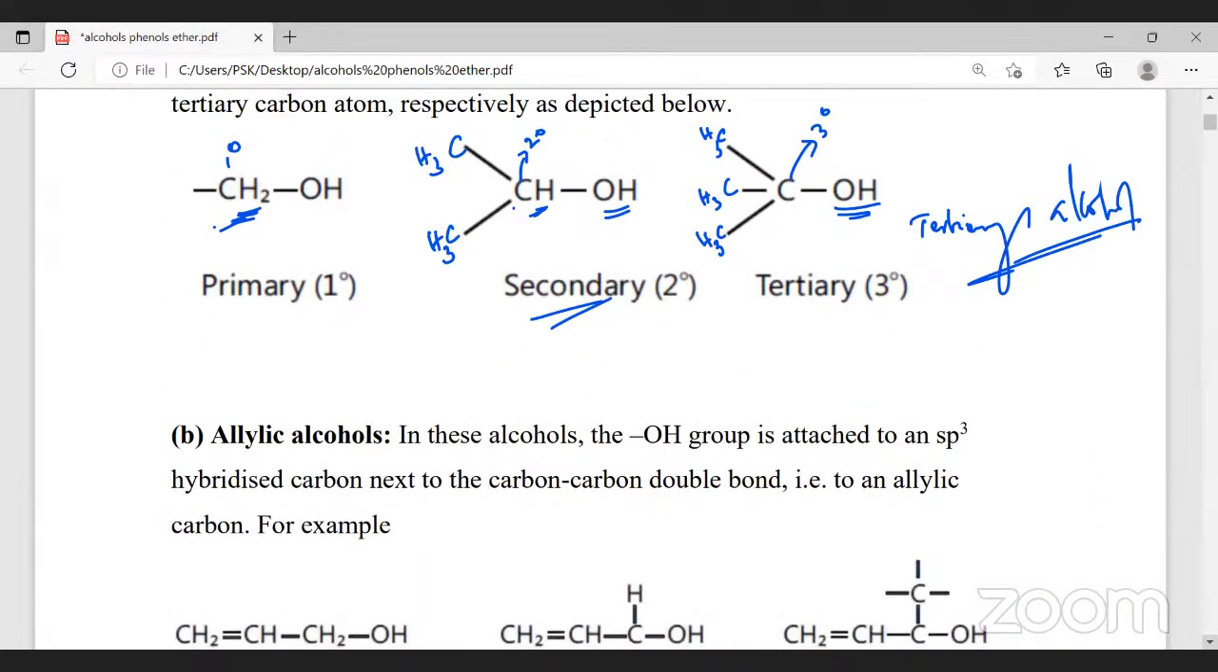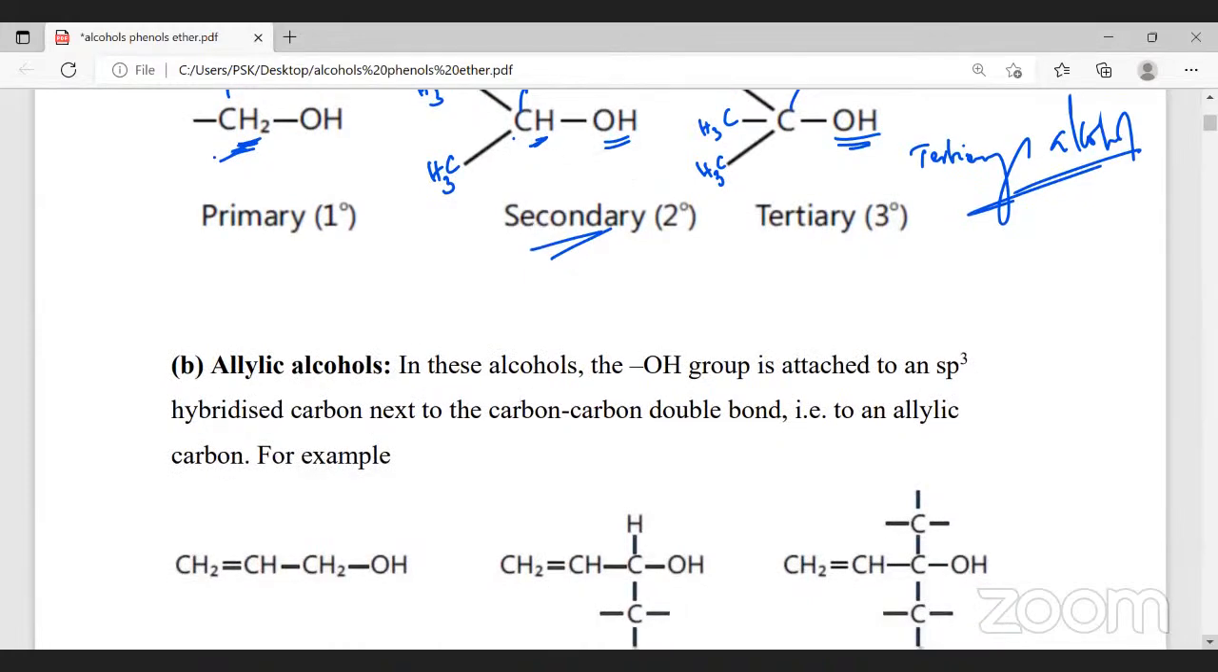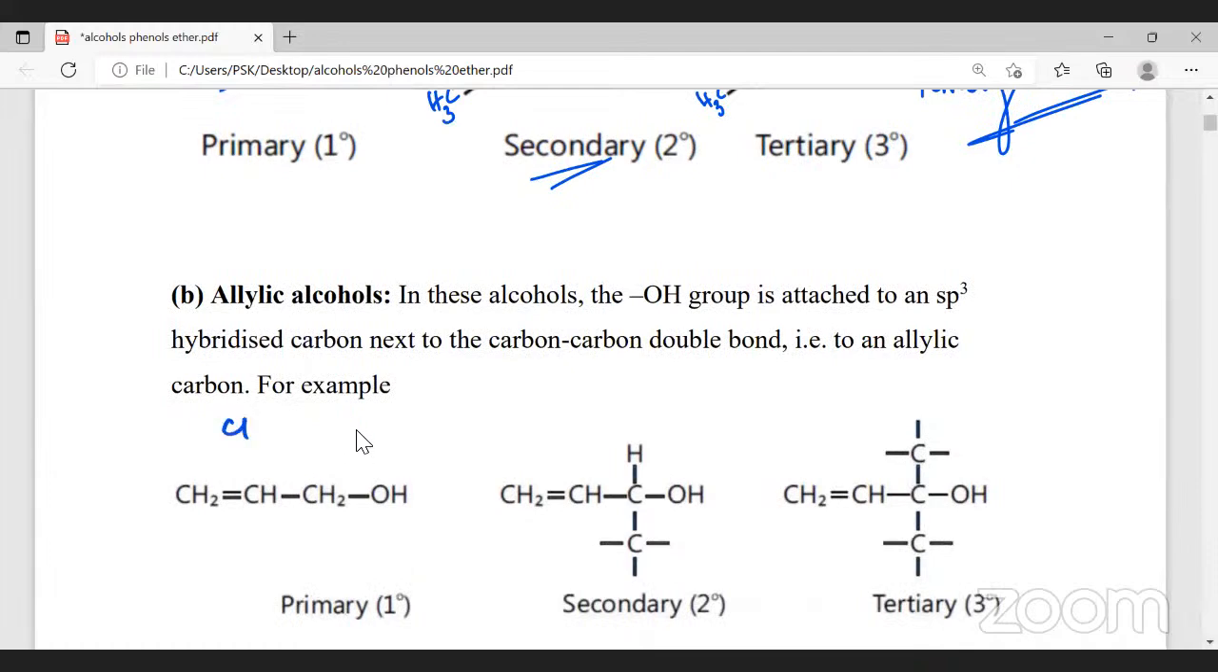Now, you should know the examples for primary, secondary, and tertiary. Coming to allylic alcohol. Now what is this allylic alcohol? Now allyl group, you should remember: CH double bond CH, single bond CH2. This group is called the allyl group. So if this allyl group contains an OH group, then it's called an allylic alcohol.